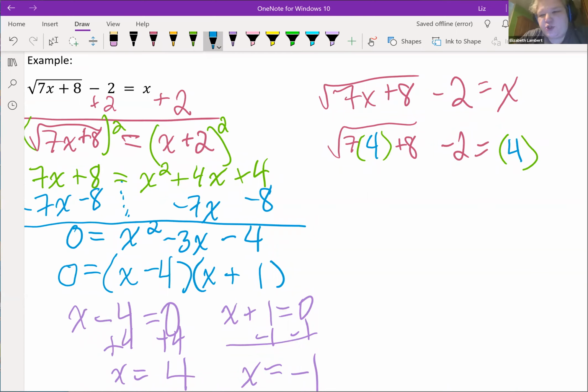So 7 times 4, 28. 28 plus 8 is 36. So we tentatively have the square root of 36 minus 2. That is 6 minus 2, which is 4, which does indeed equal 4. So x equals 4 works.